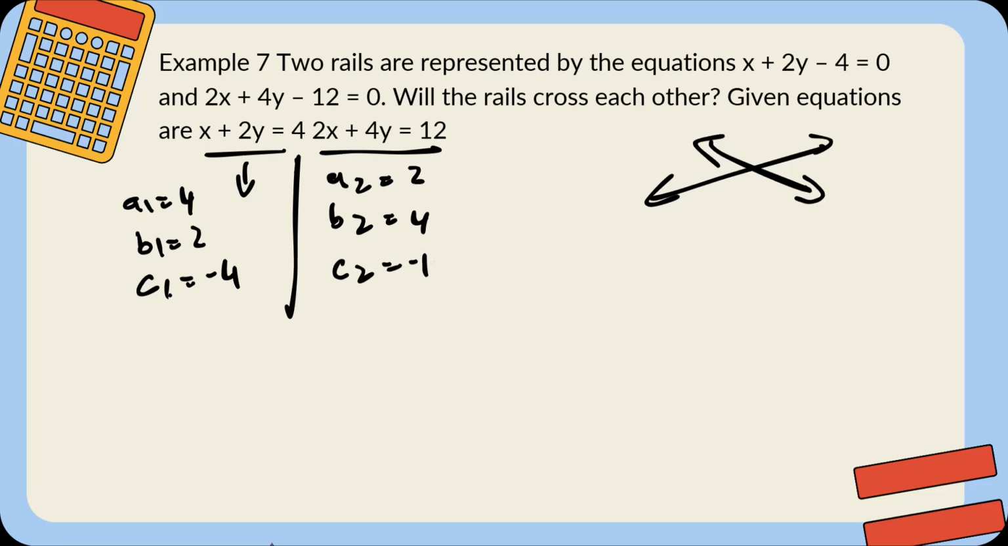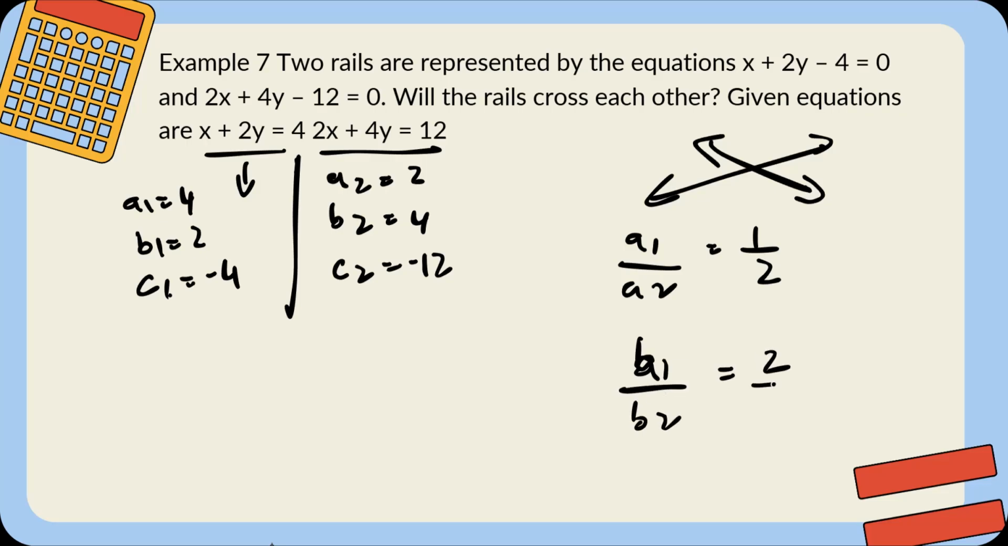So let's see, what is a1 by a2? a1 by a2 is 1 by 2. What is b1 by b2? b1 is 2 and b2 is 4, so your final answer will be 1 by 2. What is c1 by c2? It will be minus 4 by minus 12. It cancels, it will be 1 by 3. So we have 1 by 2, 1 by 2 and 1 by 3.